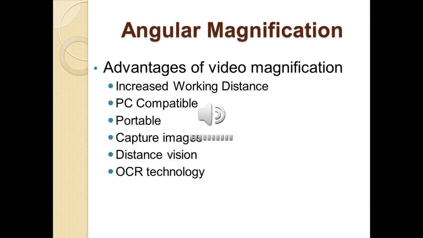Just a summary of the advantages of video magnification: you get a bigger working distance. We tend to not have to be as close to these things as we do with some of the magnifiers that we'd use or the strong reading prescriptions I'd prescribe. They tend to work with computers. Now we have ones that are portable, which is very helpful for shopping and going in restaurants and things like that. They can capture images, which is a nice feature where you can actually take a picture of what you're trying to see and bring it closer to you.